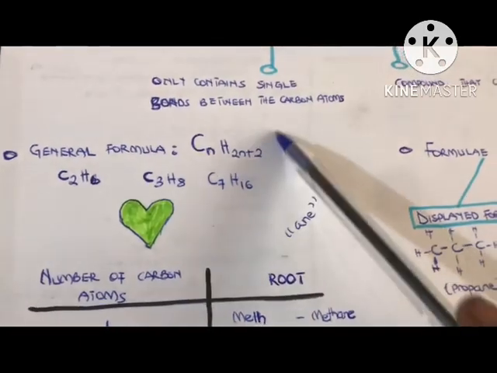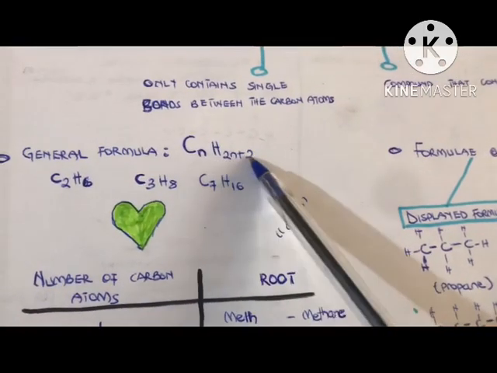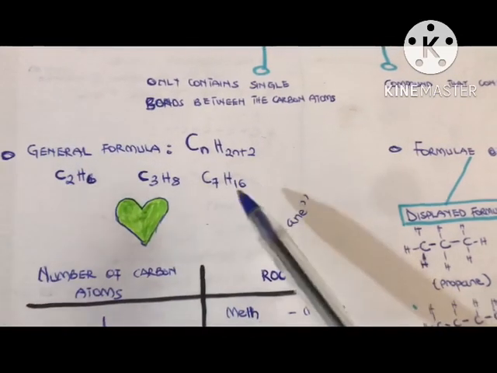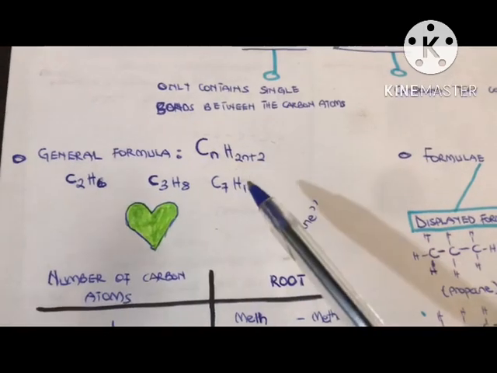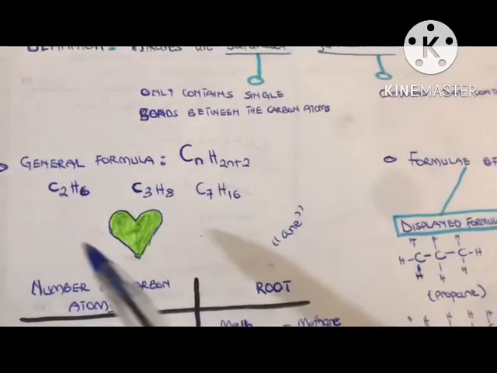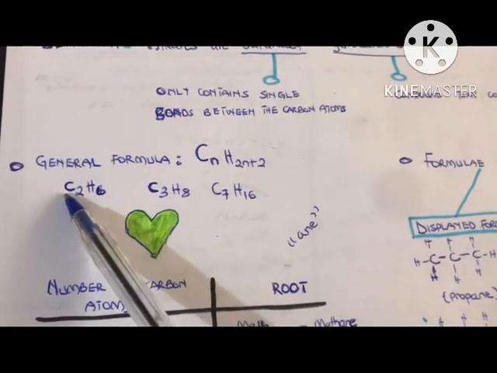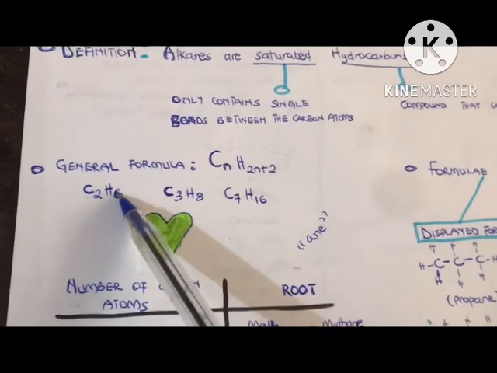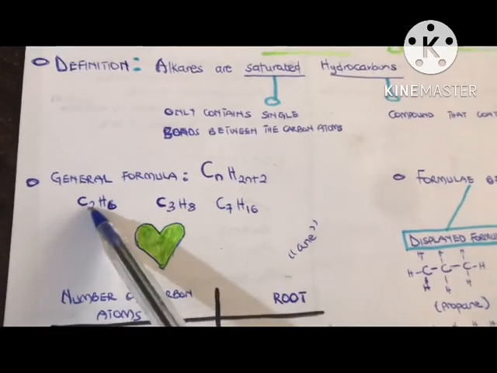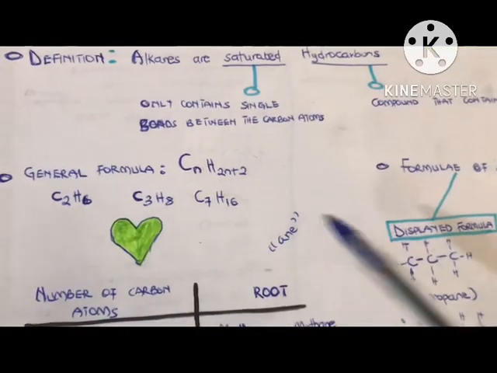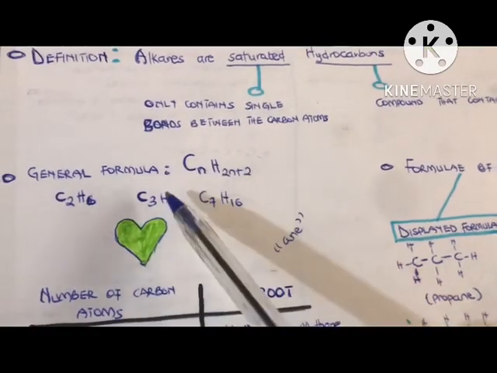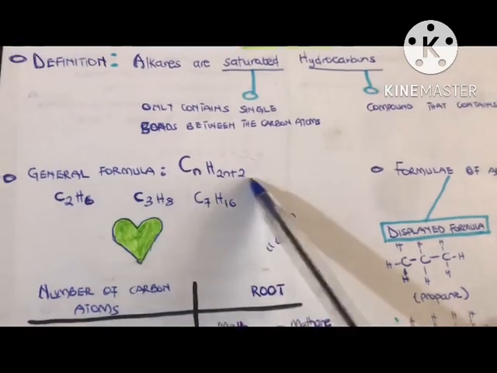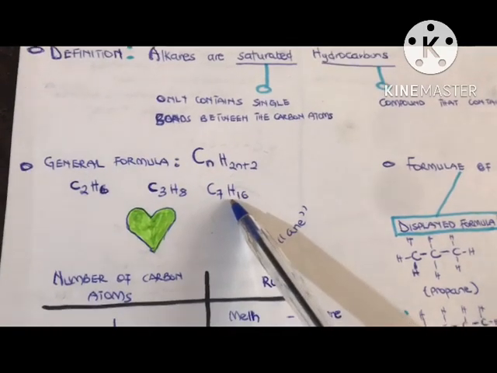Now let's look at the general formula for alkanes. Alkanes are represented by the general formula CnH2n+2. That means that if we know the number of carbons a certain alkane contains, we can predict the number of hydrogens it can contain. Let's say a certain alkane contains 2 carbons. From this formula, it contains 6 hydrogens, and this is called ethane. We will see that later. When it contains 3 carbons, it will contain 8 hydrogens, and this is called propane. 7 carbons is called heptane. You understand?